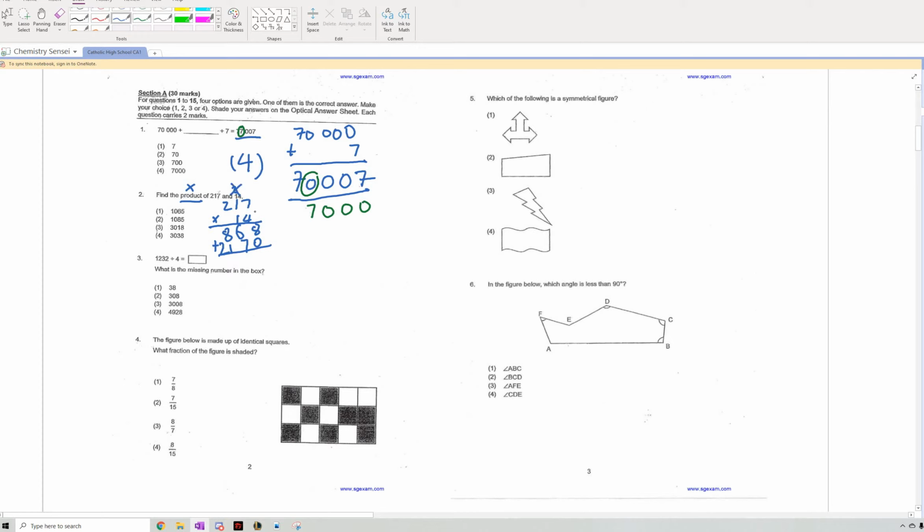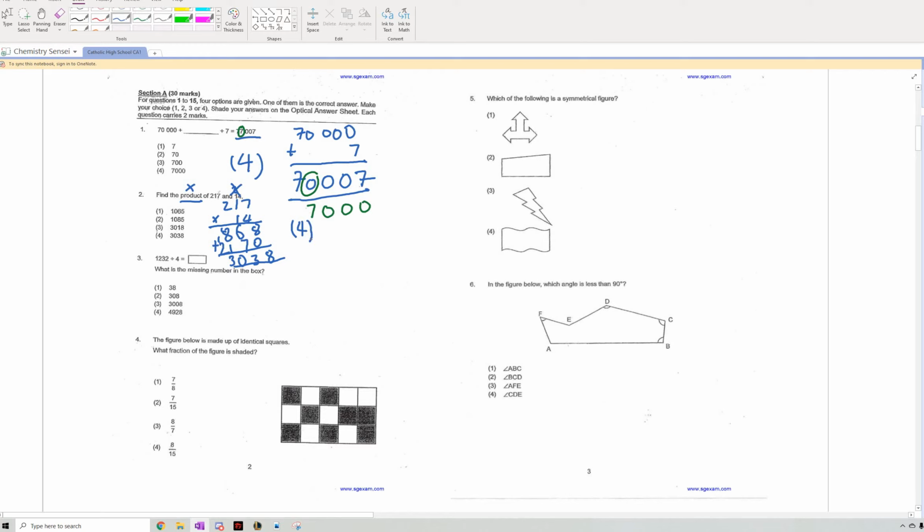Alright, let's continue. 8 plus 0 is 8. 7 plus 6 is 13. So we add a 1 over here. 1 plus 8, which is 9. 9 plus 1 is 10. Then we add a 1 over here. So 1 plus 2 is 3. Then we have the answer 3038. So the correct answer for question 2 is option 4.